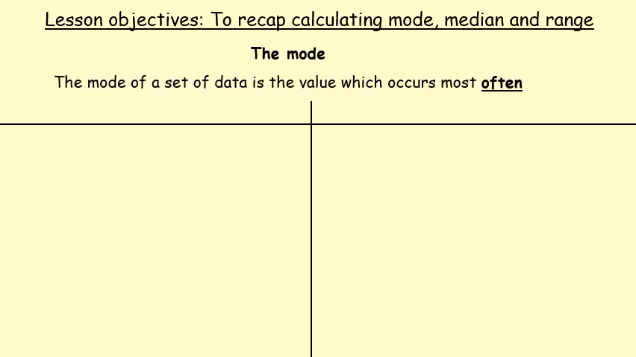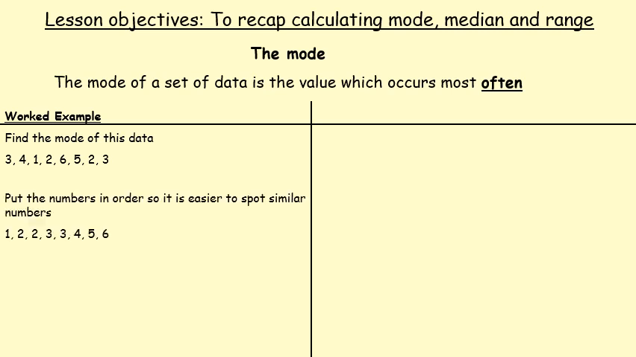Last example of the mode. So on the left hand side here we want to find the mode of this data. So we'll go through our method, we'll put all our numbers in order of smallest to biggest so it's easier to spot similar numbers, and we end up with this list 1, 2, 2, 3, 3, 4, 5 and 6.